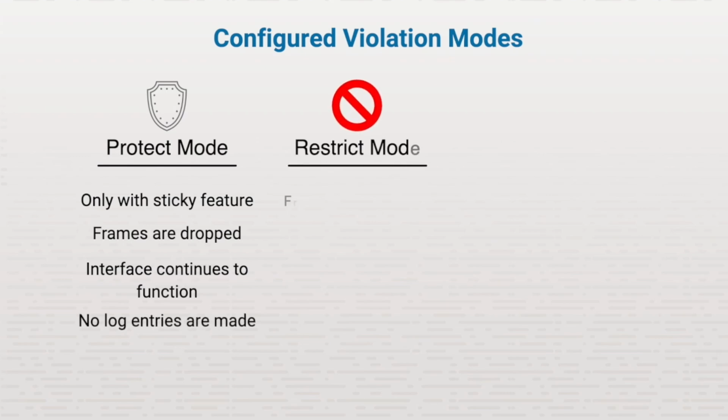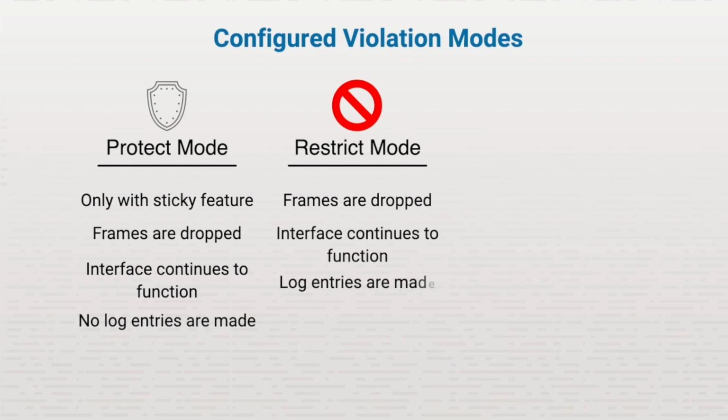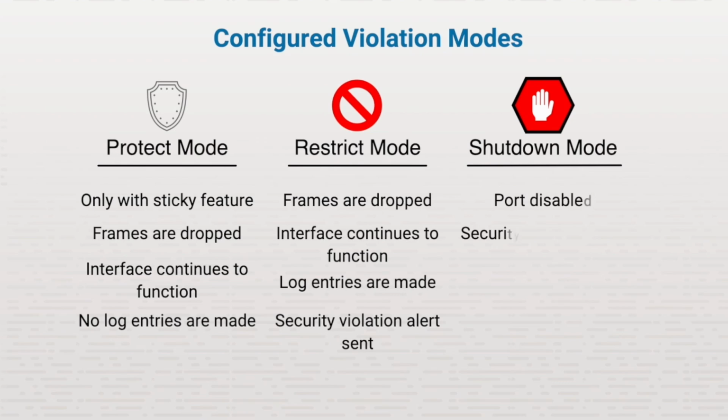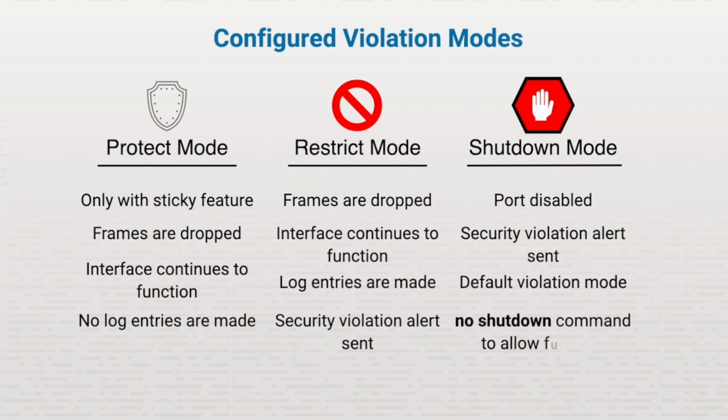Restrict mode drops frames in the event of a violation as well, and the interface still continues to function. In addition, the switch logs the violation and sends a security violation alert. Shutdown mode disables the port and sends a security violation alert. This is the default violation mode, and the port can only function again when you manually configure a no shutdown command.